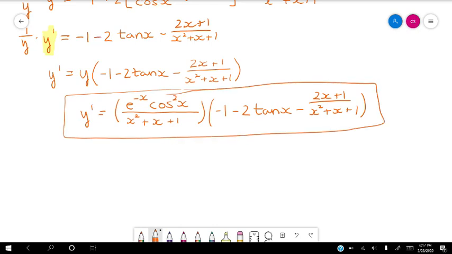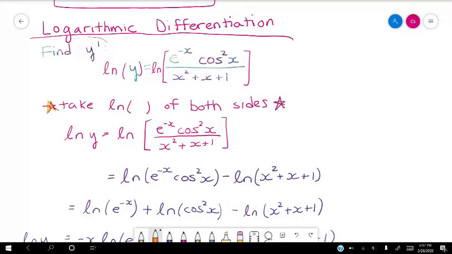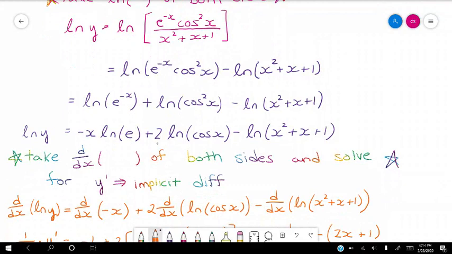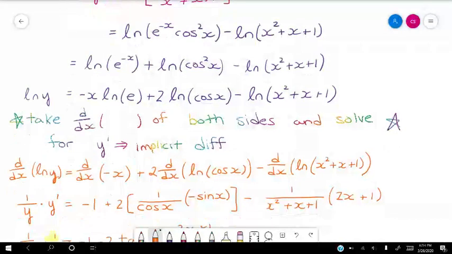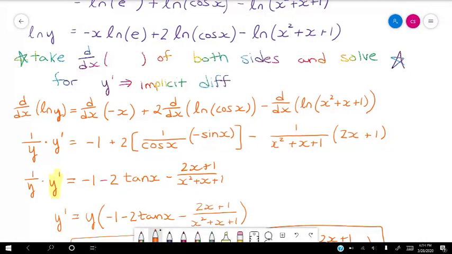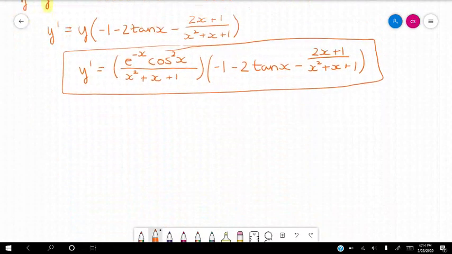Okay, so logarithmic differentiation. Let's try one on your own. So again, review the steps. First, you take the natural log of both sides. You clean it up using your logarithm rules, okay? Remember that the left side is going to be the natural log of y. You do your implicit differentiation. So take the derivative of both sides and then solve for y prime. And then that's how you get your answer.